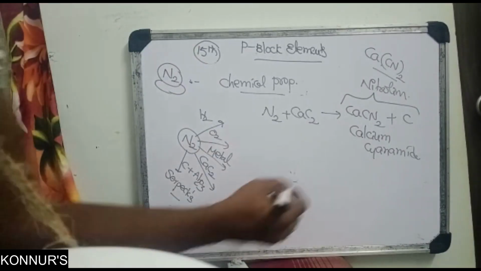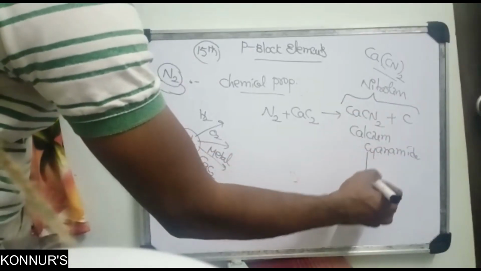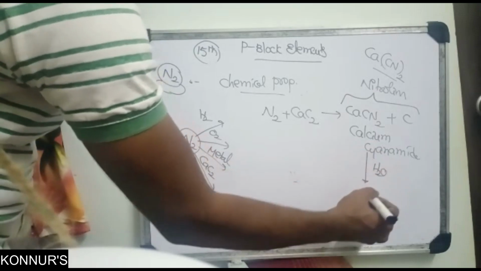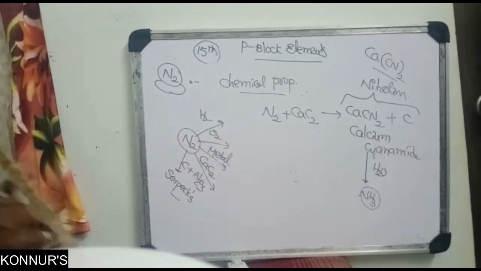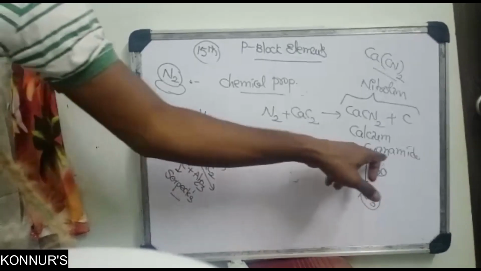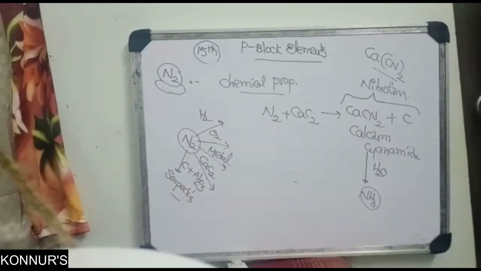So what is the importance? This calcium cyanamide treated with water, you are getting ammonia. So that is one important preparation of ammonia. So that is called the cyanamide process also.